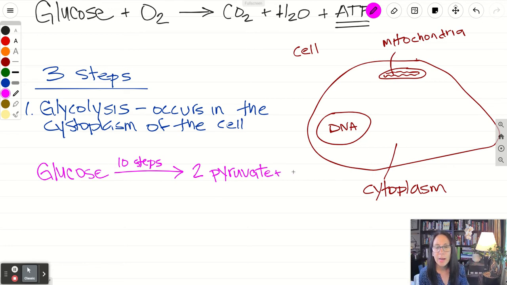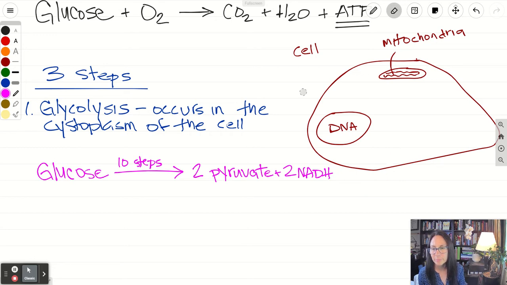Then we also have, I mentioned this in the last video, this molecule called NAD, which gets reduced into NADH. So we're going to get 2 NADH molecules. And then we're going to get 2 ATP molecules. I'm running out of room here, so I'm going to do plus 2 ATP molecules. So this is the formula for glycolysis. Let me highlight it for you.